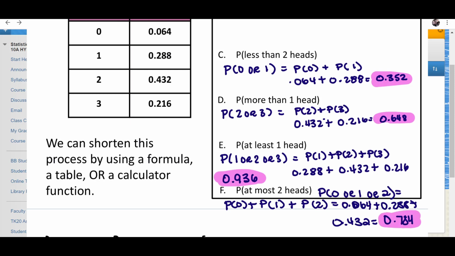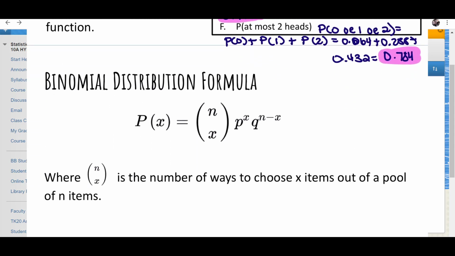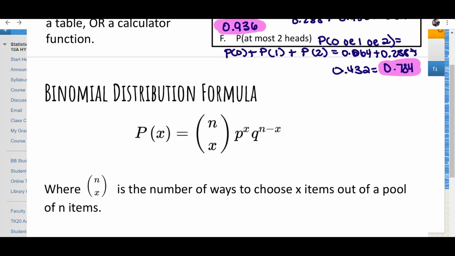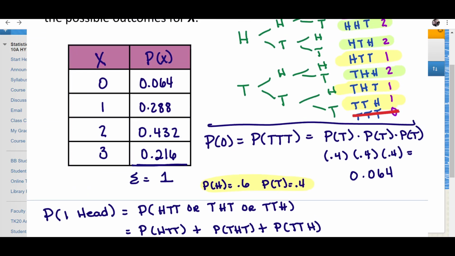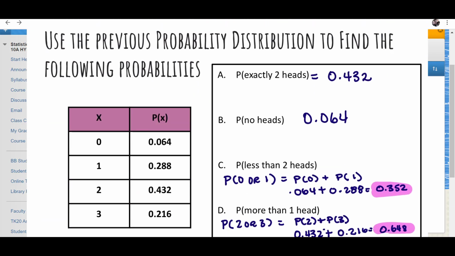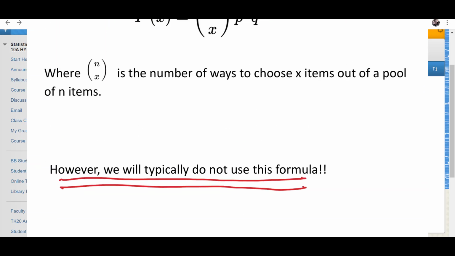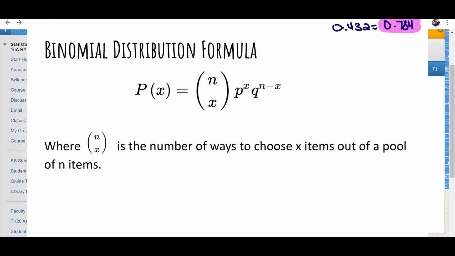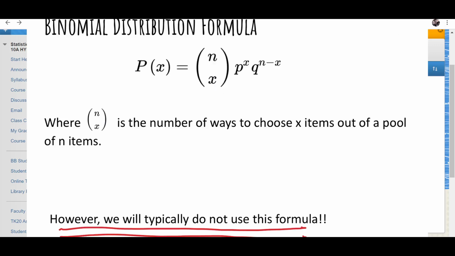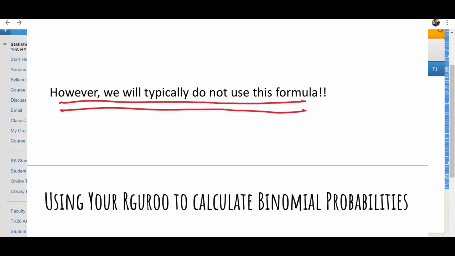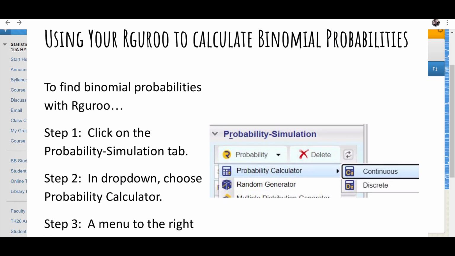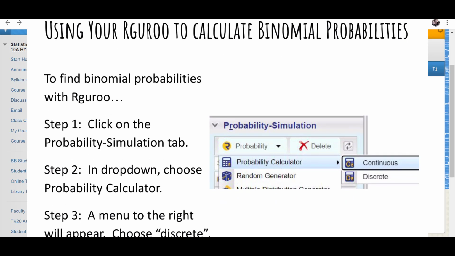All right, fun times. Speaking of formulas, we could shortcut what we were doing up here for these binomial probabilities by using this crazy formula, but you'll notice there's some notation here that we definitely have not learned in this class. So we're going to move on from this. We are not going to use this formula, so don't even bother writing it down. We're going to use Rgruoo to calculate binomial probabilities.